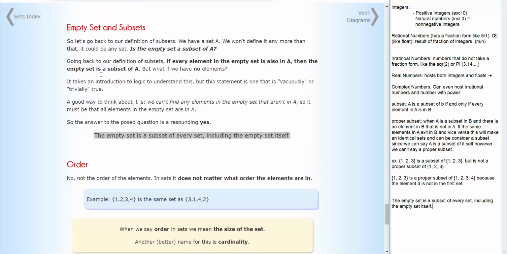So let's quickly revisit this. We have a set A. We don't define it any more than that. It could be any set. Remember, if every element in the empty set is also in A, then the empty set is a subset. But what if we have no elements? It takes an introduction to logic to understand this. Are there any elements in the empty set that aren't in A? We can't find any elements in the empty set that aren't in A. So it must be that all elements in the empty set are in A.